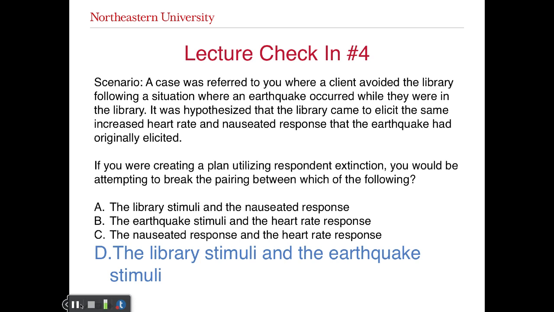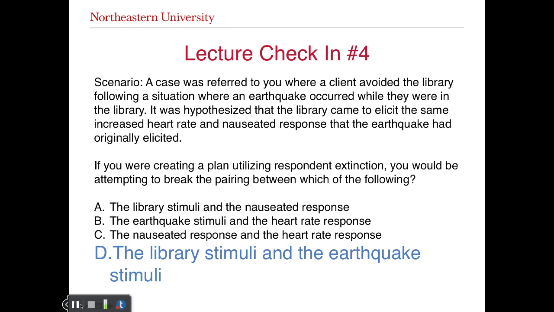And the answer is D, the stimuli related to the library and the stimuli related to the earthquake. What would happen then in this case is that library stimuli would no longer come to elicit that response. And the reasoning for this is that the responsiveness would just be way more likely.